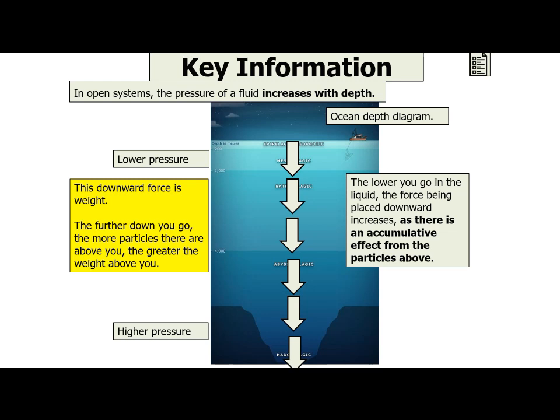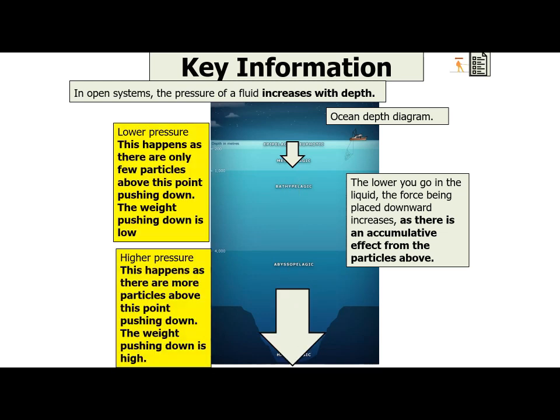This downward force that's being produced is weight, and the further down you go, the more particles there are above you in the fluid, so the greater the weight above you. You'll see at the top of the fluid it has a lower pressure, because there are only a few particles above that particular point pushing down, so the weight pushing down at that part is low. But at the bottom we have a higher pressure because there are more particles above that point pushing downwards, so the weight pushing down is high.